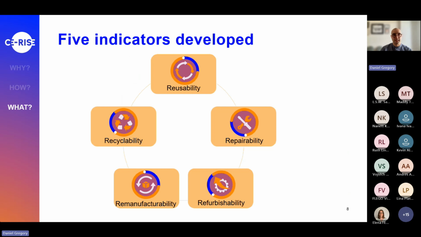In order to do that, Circularise has also developed 5 different indicators of how circular a material is. This has been developed by EMPA in Switzerland, amongst many other people, but they were the bulk of this work. And it demonstrates how it helps stakeholders to understand how easy it will be to reuse, repair, refurbish, remanufacture, or recycle a product, and therefore which of those options to choose.